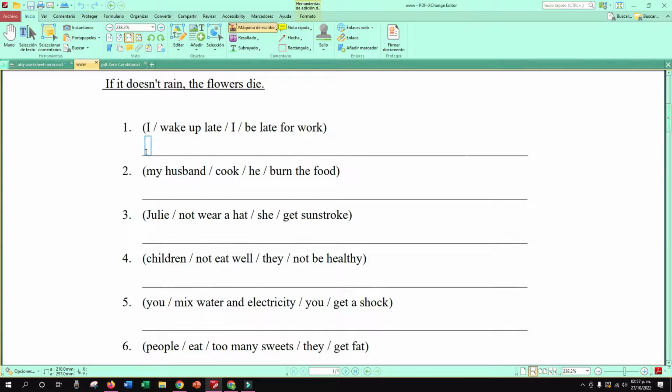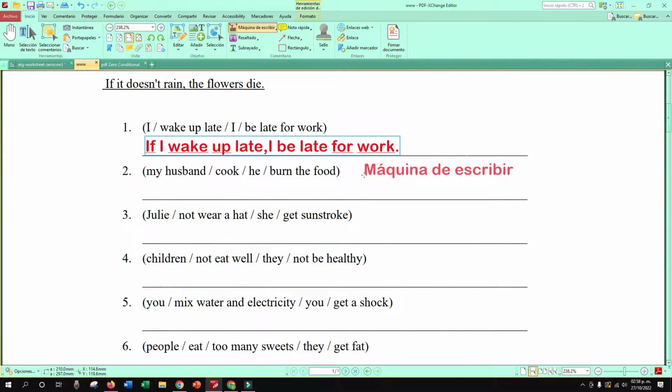So, we can say, if I wake up late, for example, coma, ¿verdad? Porque hemos comenzado con la if clause. I be late for work. So, if I wake up late, comma, I be late for work. Realizar oraciones con zero conditional, right?